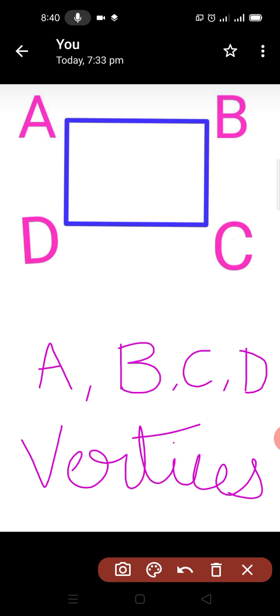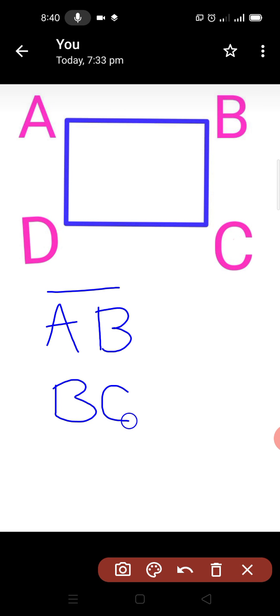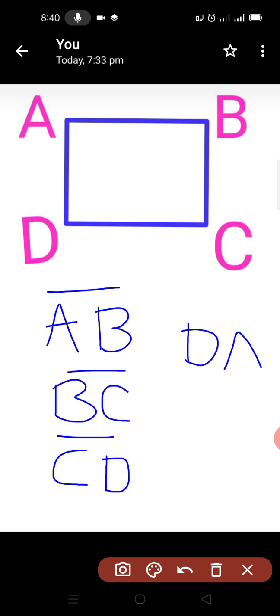Next, if you observe, what are the line segments that are the sides of a quadrilateral? Here, AB is one of the sides, BC second one, CD third side and then DA. Like this we have 4 sides for the quadrilateral.